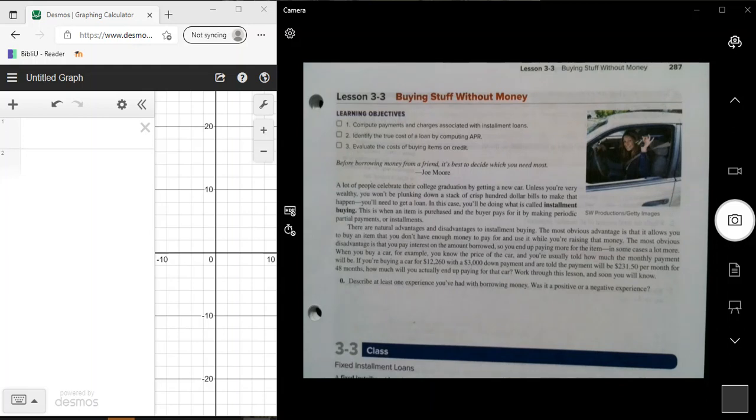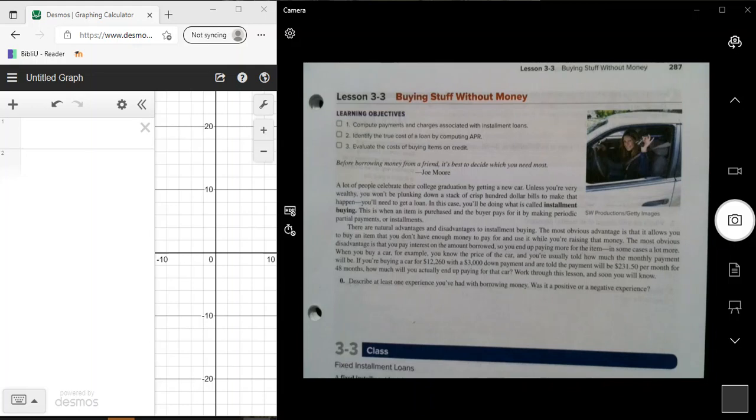Joe Moore. A lot of people celebrate their college graduation by getting a new car. Unless you're very wealthy, you won't be plunking down a stack of crisp $100 bills to make that happen. You'll need to get a loan. In this case, you'll be doing what is called installment buying. This is when the item is purchased and the buyer pays for it by making periodic partial payments or installments.